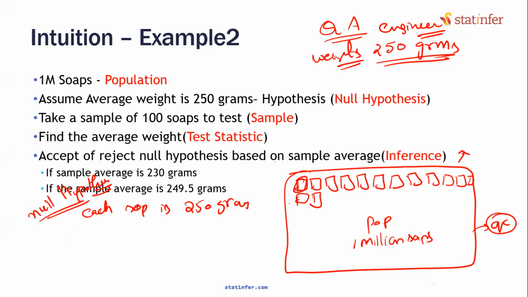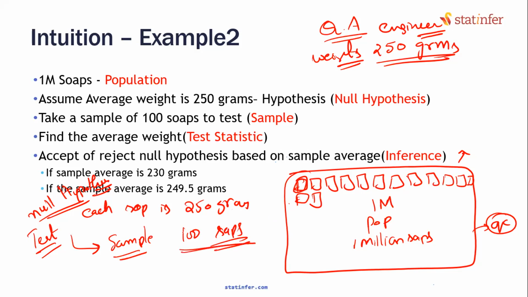Now, what do we do to test this null hypothesis? Are you going to consider the whole population, or what are you going to do? We take a sample, isn't it? Maybe out of 1 million soaps, let's say you can take 100 soaps. Make sense? If these 100 soaps are really coming from this population, where each soap is weighing 250 grams, what do you expect? If your null hypothesis is true, what should be the average weight of 100 soaps? 250 grams only. It should be 250 grams, isn't it?